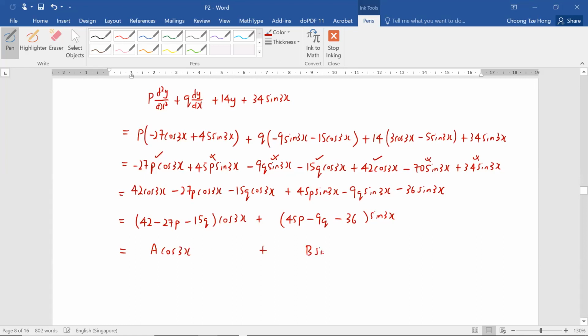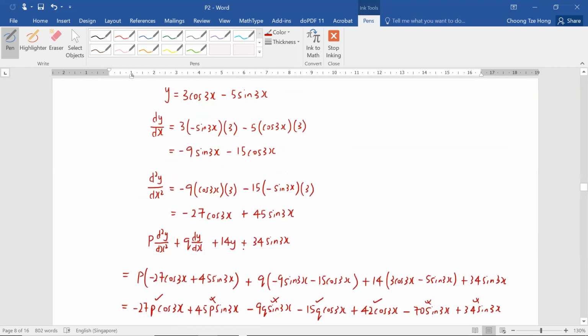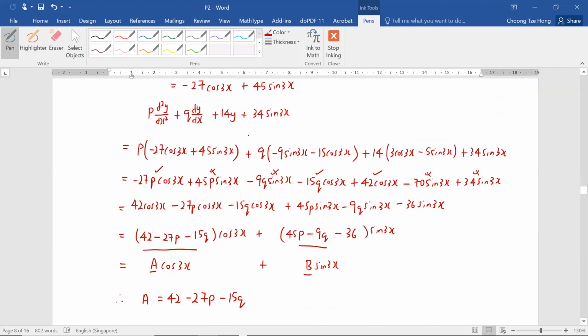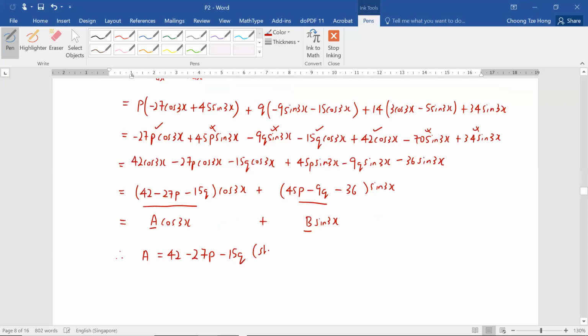So this will be in this form plus b sine 3x. This means that this one will be the a, because it's the term in front of the cosine 3x. Then this one will be b. Therefore a is equal to 42 minus 27p minus 15q, which is what they want us to show. Then b will be 45p minus 9q minus 36. So this will be b.